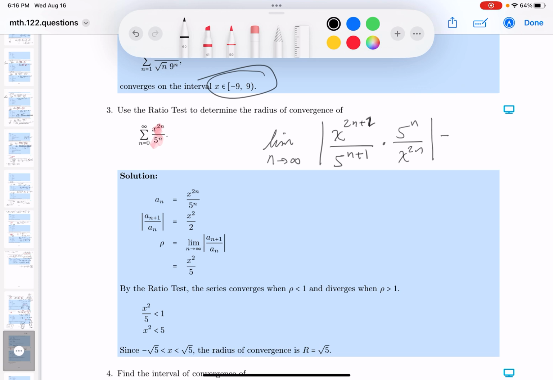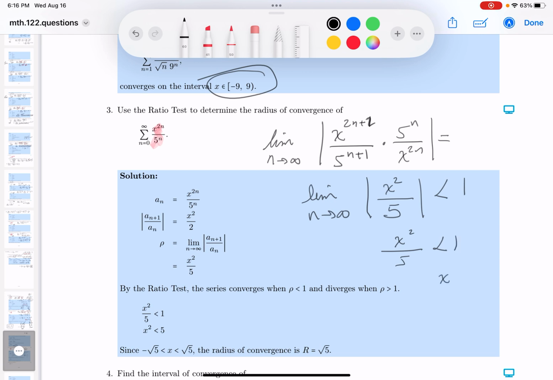What does this give me? It gives me a limit, certainly, as n goes to infinity. I'll look at the x's first. It's going to give me x squared. And then you get 5 in the bottom. Absolute value. That's got to be less than 1. And the limit of that thing has nothing to do with n, so it's just the absolute value of x squared over 5, less than 1.